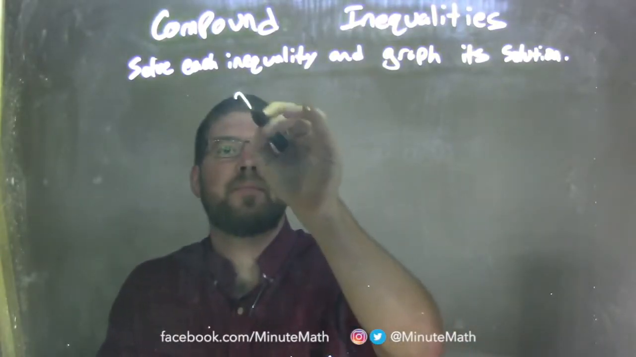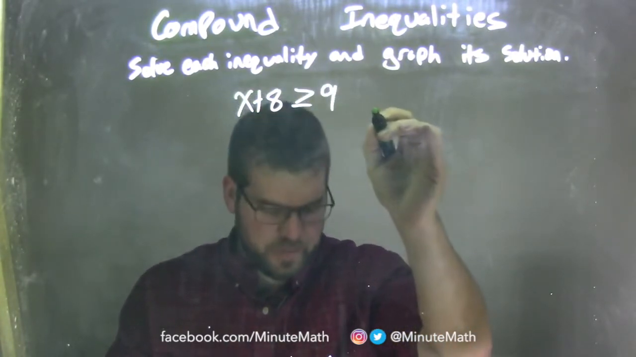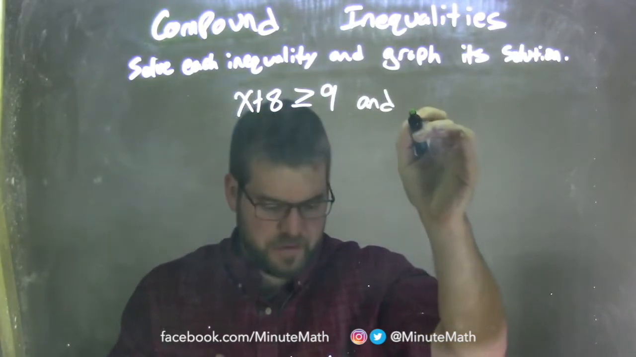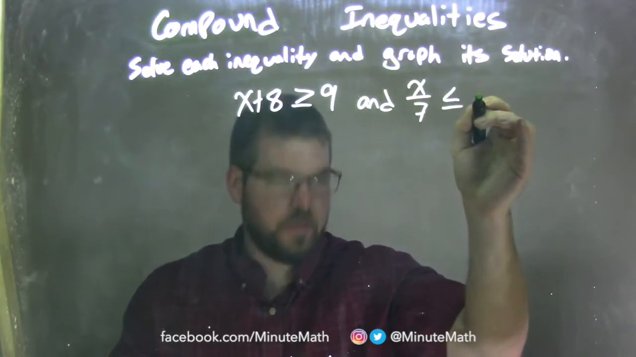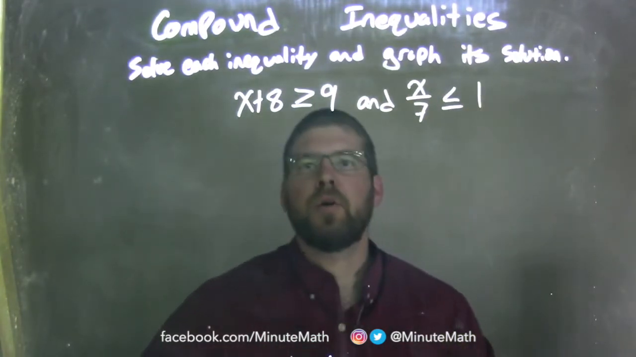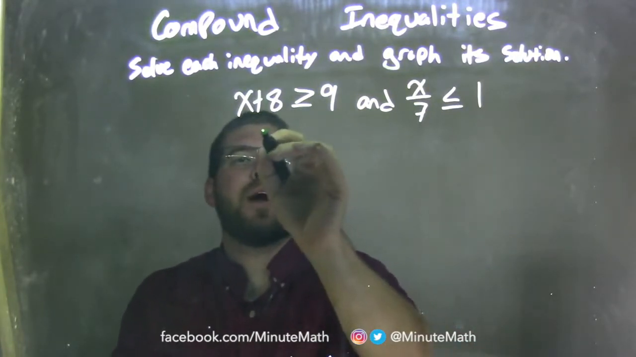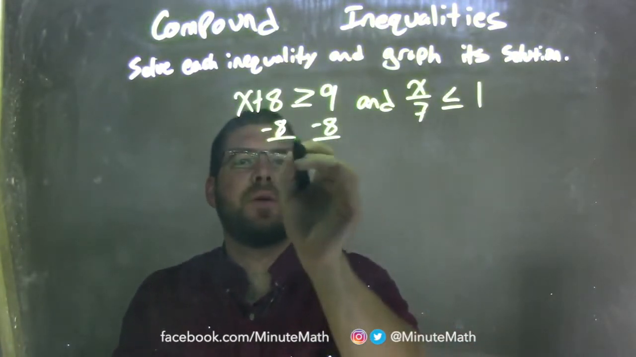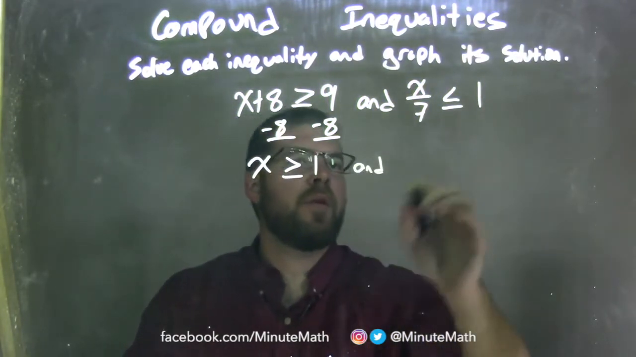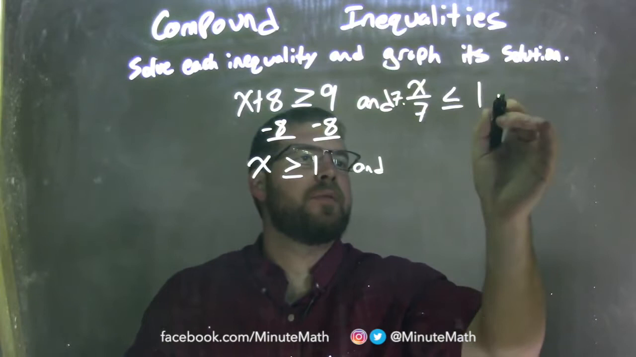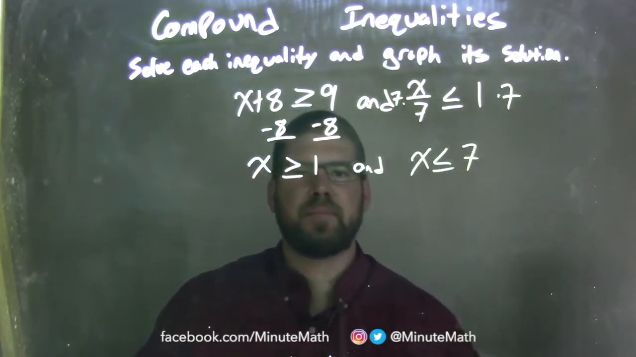x plus 8 is greater than or equal to 9, and x over 7 is less than or equal to 1. Okay? They're separated, so let's solve each inequality individually. We're going to subtract 8 from both sides, leaving me with x is greater than or equal to 1. And, different than the or, multiply both sides by 7, leaving me x by itself is less than or equal to 7. Okay?